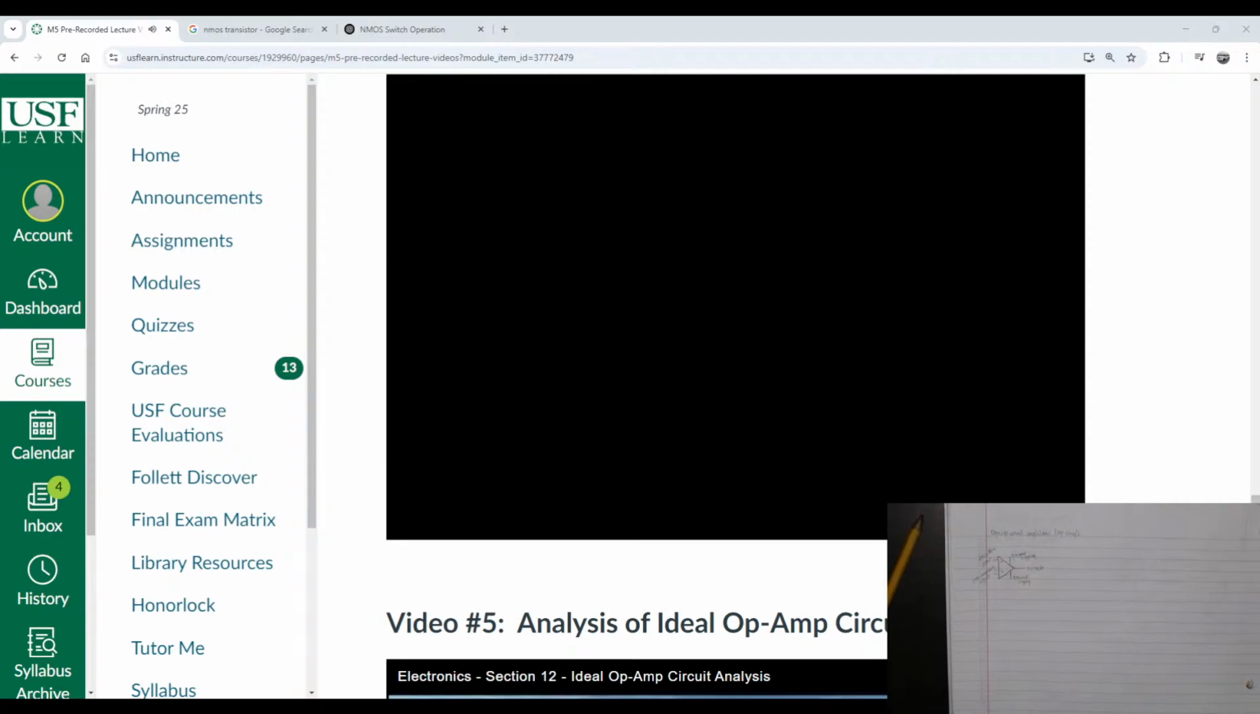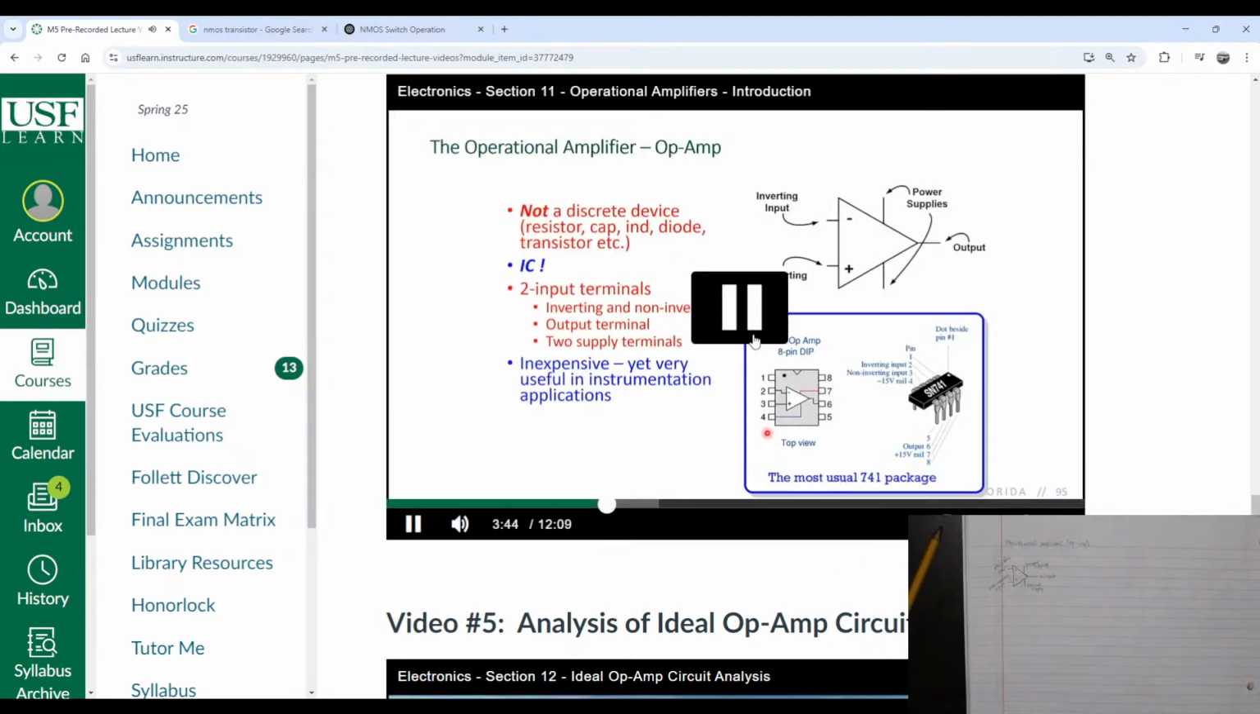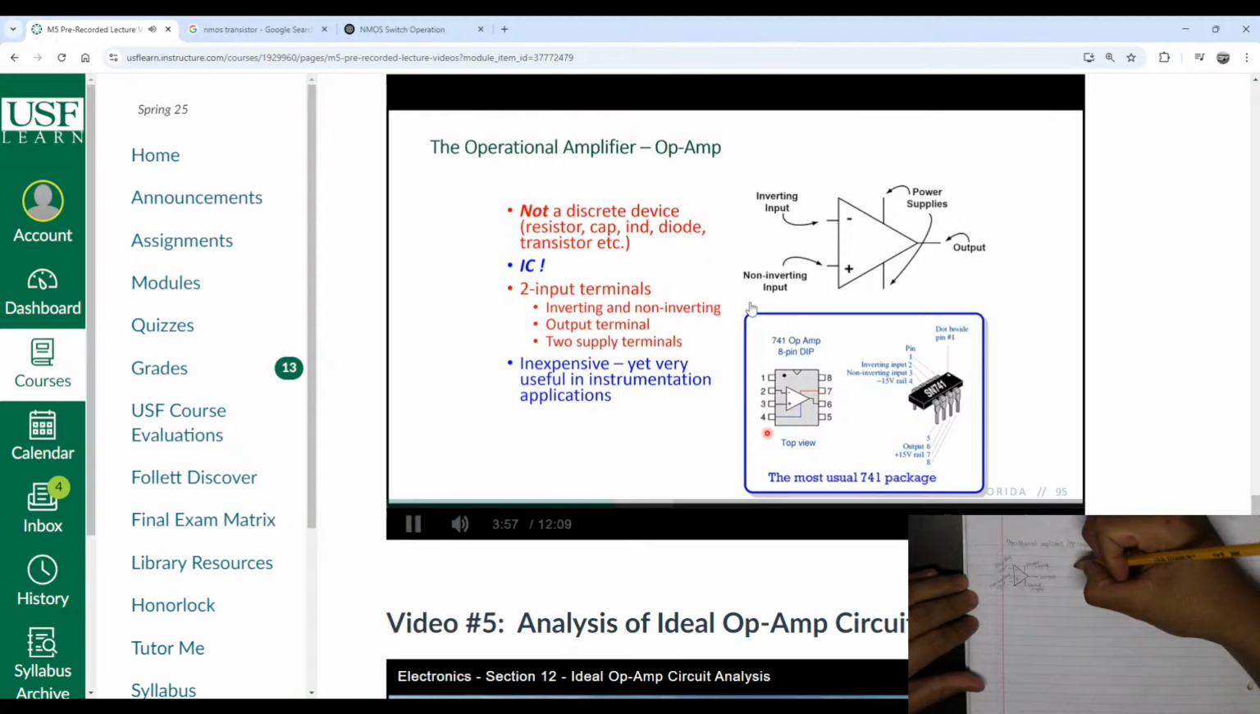We describe the input terminals as inverting and non-inverting, the output terminal and the 2 supply terminals. And as we said, it's quite inexpensive. And the reason we pay special attention to the op-amp is because it's a very simple and very useful device for instrumentation applications.